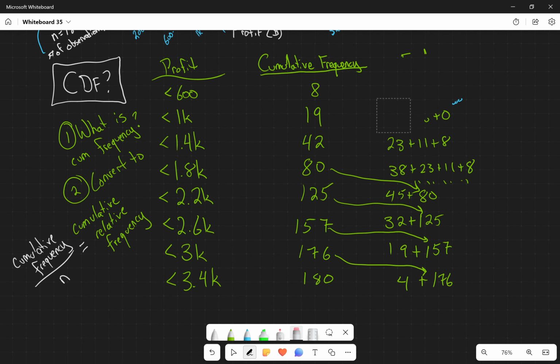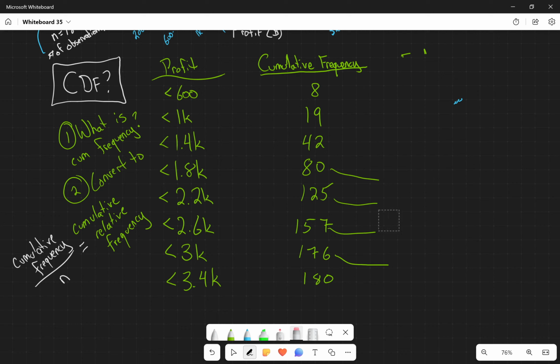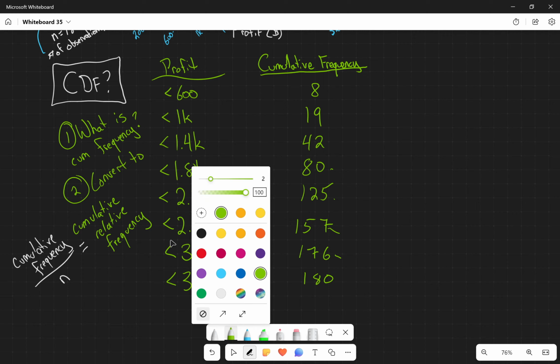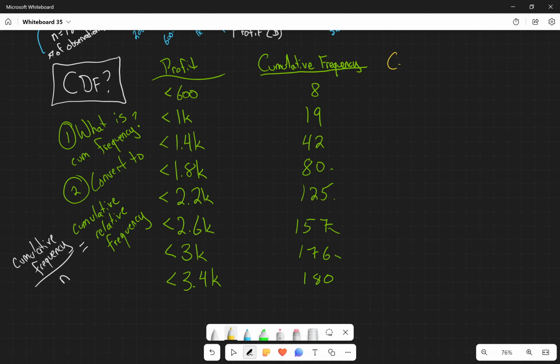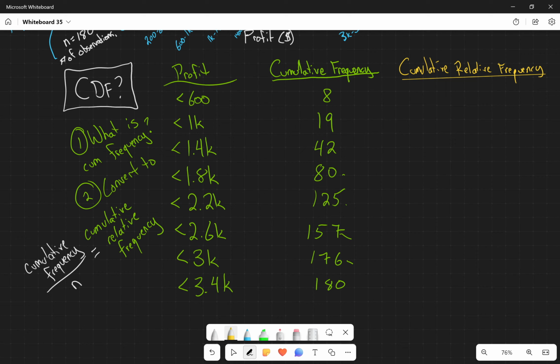So on your own, go ahead and calculate what the cumulative relative distribution is of these categories to the right here. This one we are going to represent in a percent format.